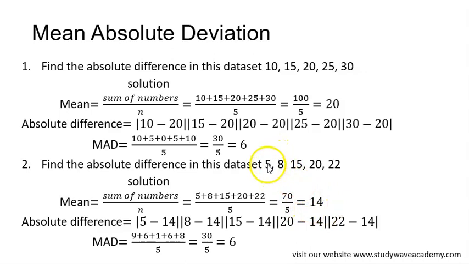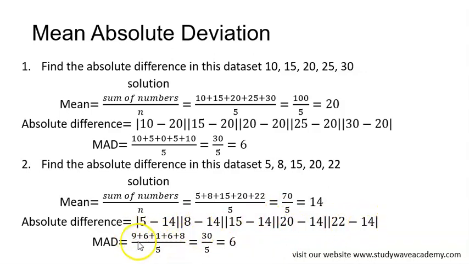So each of those values which we have here, we are going to subtract the mean from, to get our absolute difference. So we have 5 minus 14, which is going to give us minus 9. Since we are looking for the absolute difference, that means it should be positive. We have 9. 8 minus 14 is going to give us minus 6. We're looking for the positive difference, so we have 6. 15 minus 14 is going to give us 1. 20 minus 14 is going to give us 6. 22 minus 14 is going to give us 8.